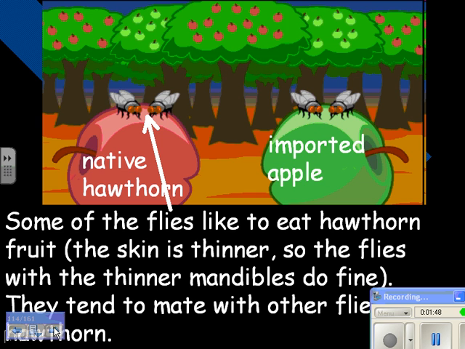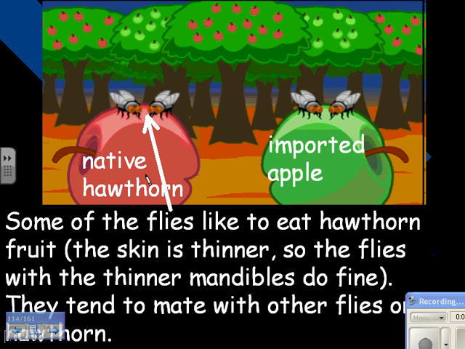Well, actually, I lied. There is one population of flies, but some of them live on the native hawthorn. They actually tend to spend more time here. So some of the flies like to eat hawthorn fruit. This is like an apple, but its skin is thinner, so the flies with the thinner mandibles or mouthpieces do fine. They tend to mate with other flies that are hanging out right here on the hawthorn.